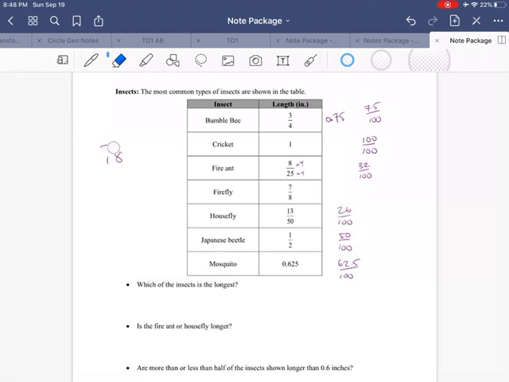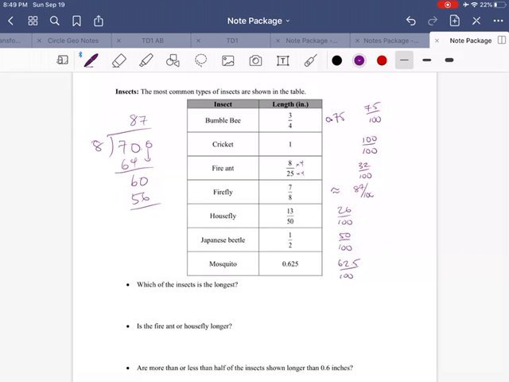So we can't go 8 into 7, so we can go 8 into 70. We can go 8 times. That gives us 64, remainder 6. 8 into 60 goes 7 times, we get 56. So it's going to be approximately 87 out of 100.